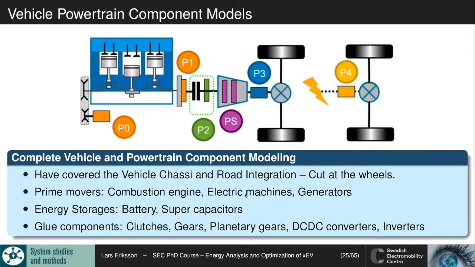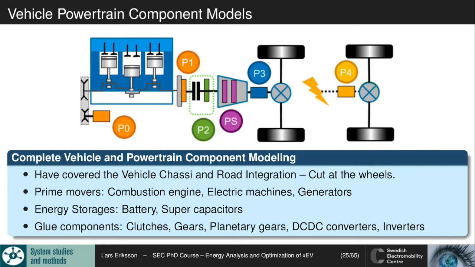So we will cover the combustion engine as prime mover now, then a little bit later we will look at the electric machines and generators, and then we'll look at energy storage with batteries and supercapacitors, and finally some glue components that are used to connect mechanical things together or electrical things together.